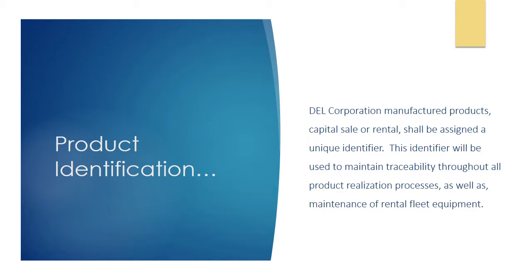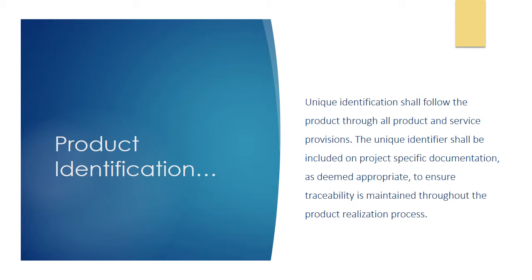Product identification. Dell Corporation manufactured products, capital sale or rental, shall be assigned a unique identifier. This identifier will be used to maintain traceability throughout all product realization processes, as well as maintenance of rental fleet equipment. Unique identification shall follow the product through all product and service provisions. The unique identifier shall be included on project-specific documentation as deemed appropriate to ensure traceability is maintained throughout the product realization process.